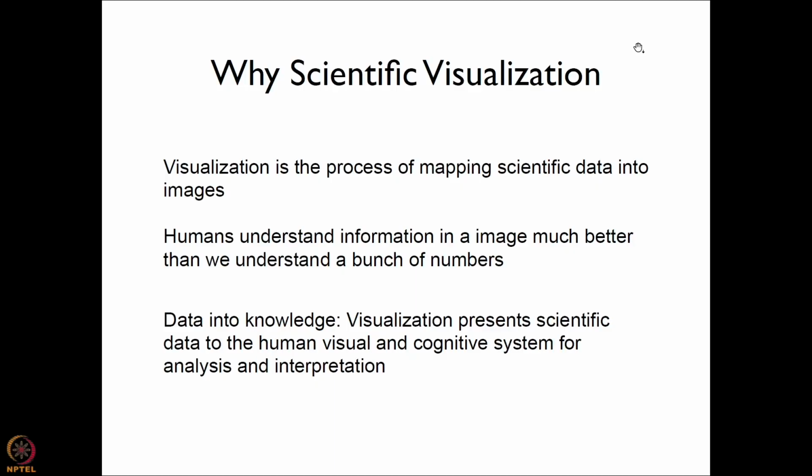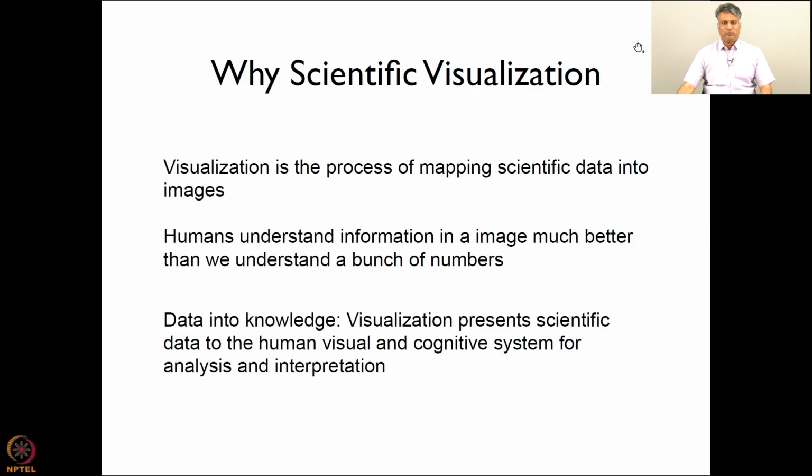So what is scientific visualization essentially? It is a process where you're taking the scientific data and mapping it into a set of images. At the very basic level, you can think of it as a graph plot, which we all have learned in our schools, where we take X and Y data and represent it as a line plot. We can take percentage data and represent it as a pie chart, or we can show bar graphs.